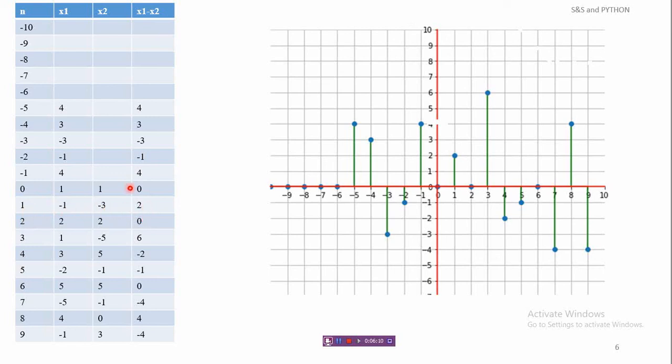So perform the subtraction considering each instance or each sampling time n and the corresponding values of the signal. The last column gives x1 minus x2, which is the result, and that is plotted in this graph.